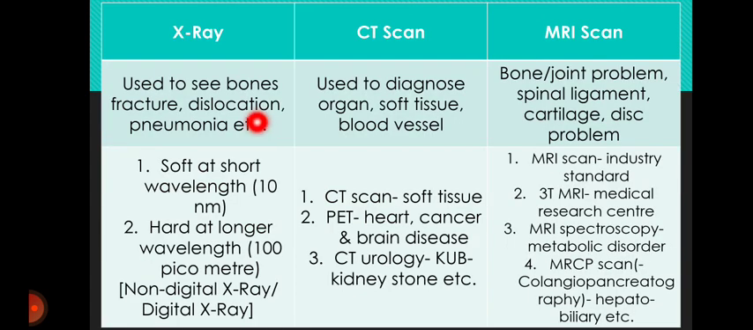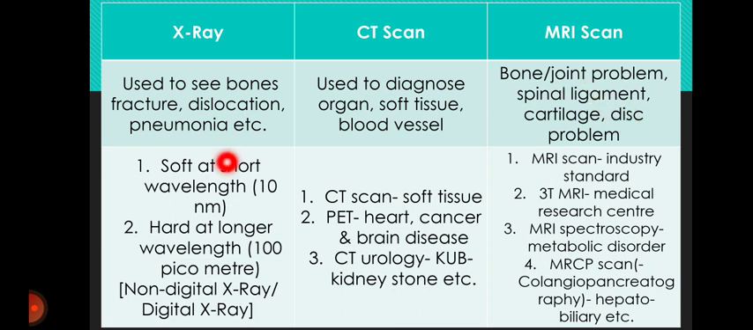So what is the purpose of using X-ray? X-ray is used mainly to see fractures in the bones or dislocation of the bones and problems in the lungs like infection in the lungs, pneumonia, etc. Whereas CT scan is used to detect problems in the soft tissue like organs and blood vessels. MRI scan is used to detect problems in the spinal cord, in cartilage, in discs, or some joint problems.